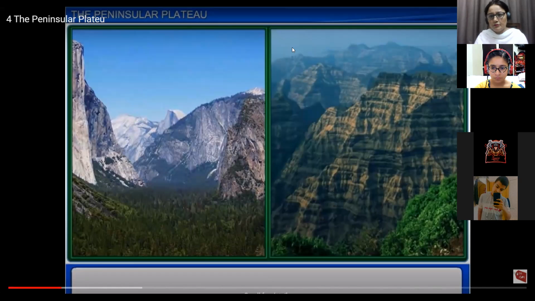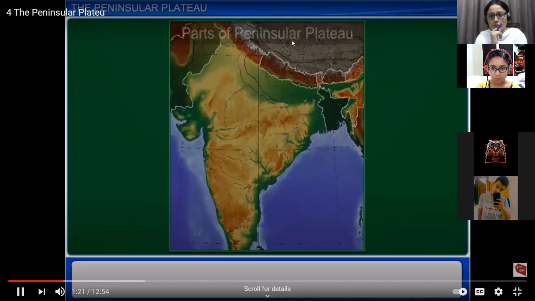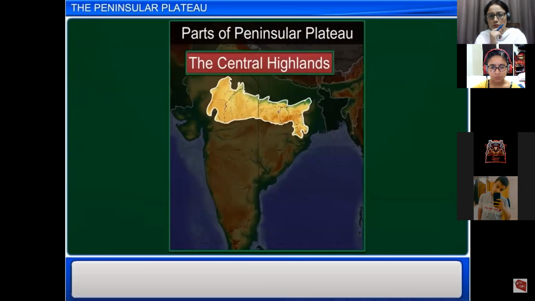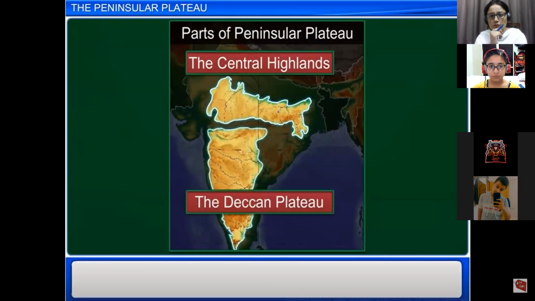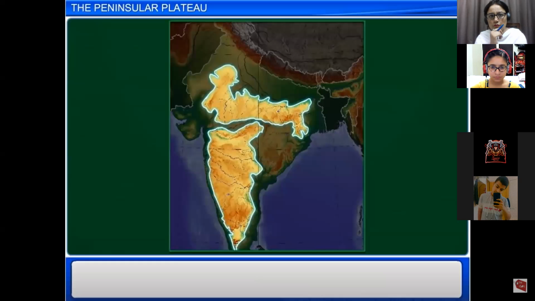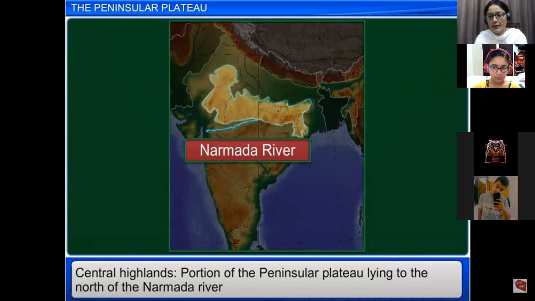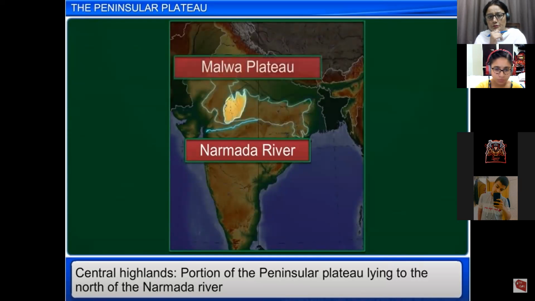Got it? Based on the relief, the Peninsula Plateau has two broad divisions: the Central Highlands and the Deccan Plateau. Let's check out these areas on the map. The Central Highlands refer to the portion of the peninsular plateau that lies to the north of the Narmada River. So you have to locate the Narmada River. It covers a majority of the Malwa Plateau. So below Malwa, we have the river Narmada.